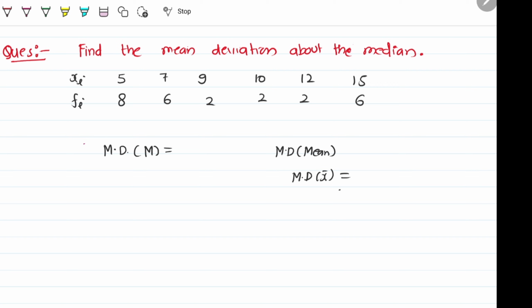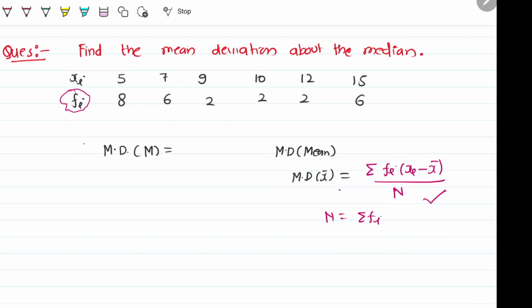See, this data is grouped data. How is it grouped data? Because frequencies are given, the frequency column is given, it means this data is grouped data. So what is the formula for mean deviation about the mean? It is summation fi |xi minus x bar| upon capital N. What is capital N? Capital N is the sum of all the frequencies. Sorry, the mean is denoted by x bar, so here it is x bar.